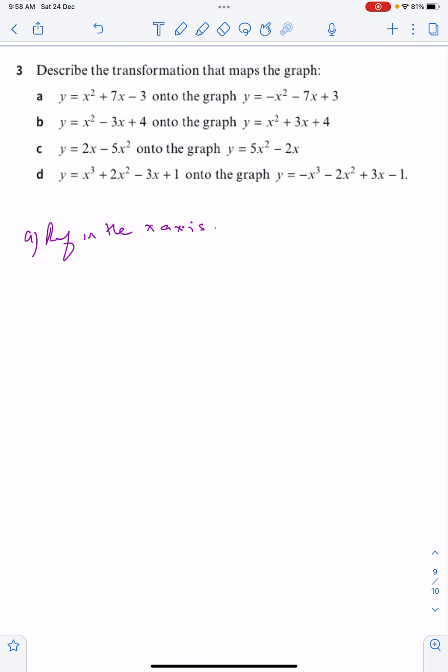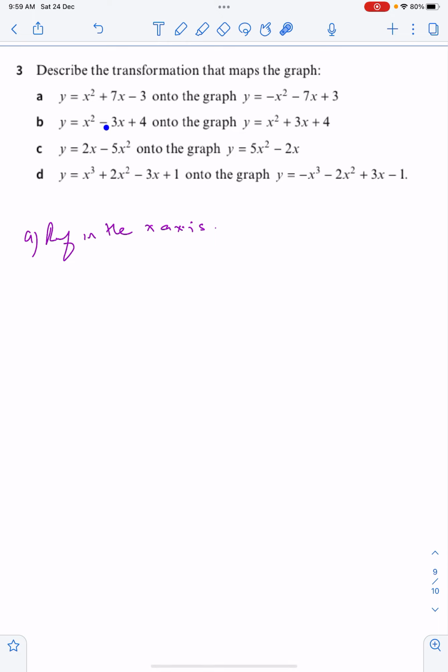In the B part, if you notice, this has gone onto this. They haven't changed this sign, they have changed this sign. That means it's not reflection in the x-axis. If it were reflection in the x-axis, every single sign should have changed. This should be a negative here, but they haven't changed the sign.